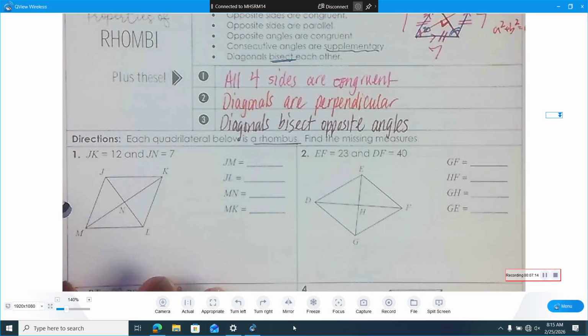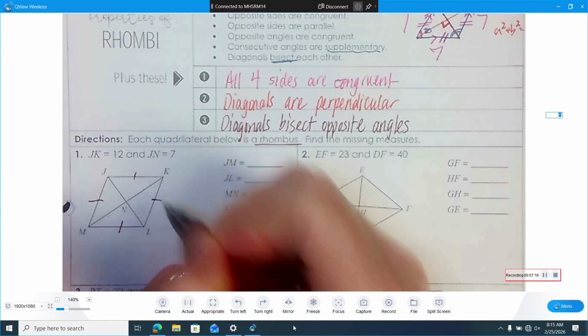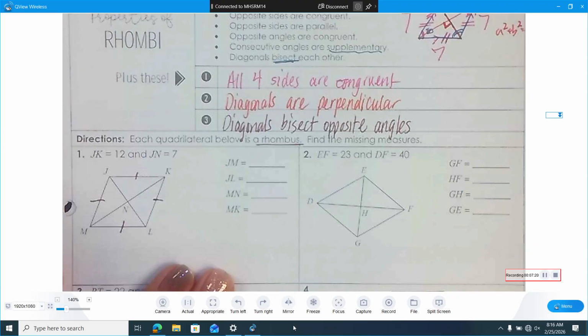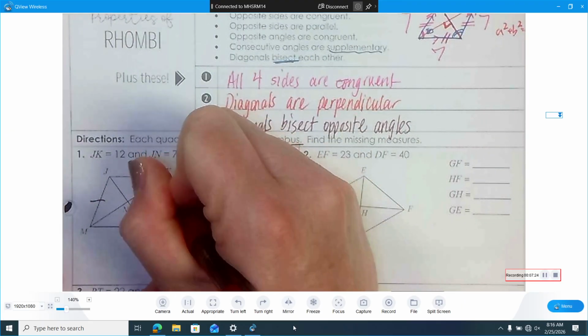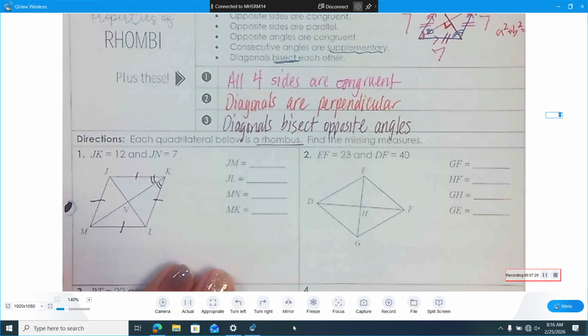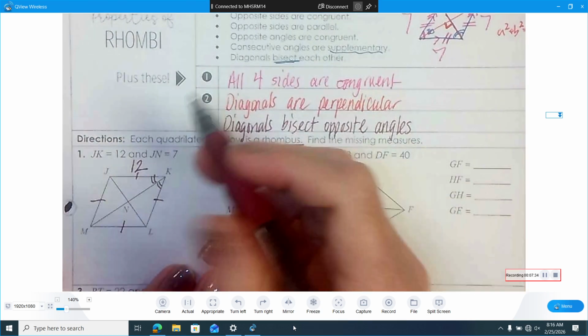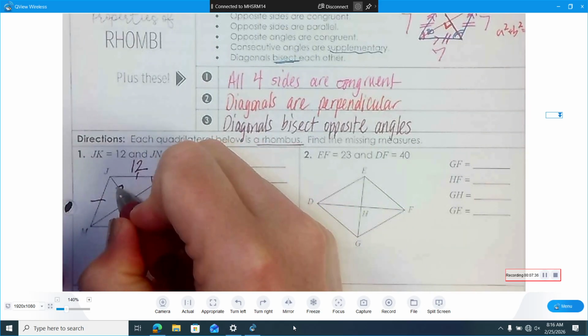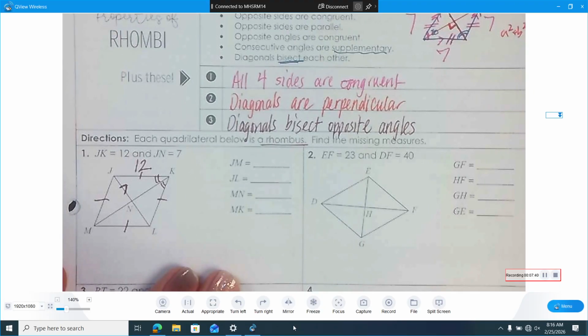Okay. All right, it is a rhombus. So I know that I have all 4 congruent sides, so I definitely want to keep that in my brain. And I also know that those little angles get bisected, so I'm going to make a little note of that too. That might be helpful to me later. Let's see, JK is equal to 12, and JN is equal to 7. All right, tell me what else we know from this picture and just that info.